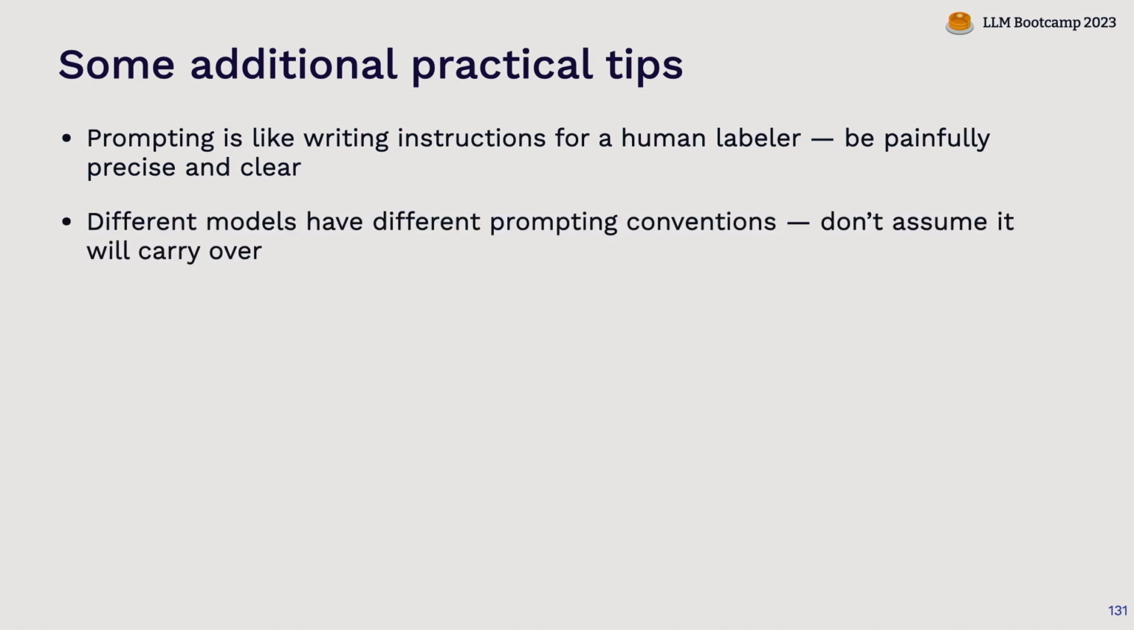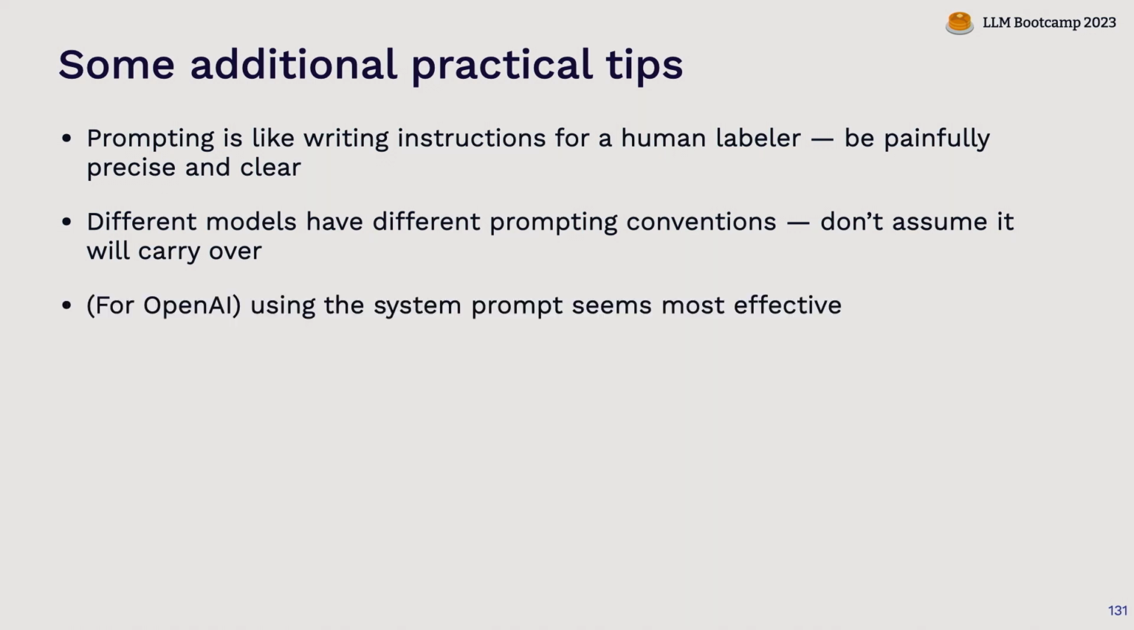Another thing to watch out for is that different models have different conventions for prompting. One practical example of this is OpenAI does really well with data that is markdown formatted, but not every open source model handles markdown formatted data well. And so if you write a prompt for one model, don't just assume that it's going to work equally well for another model if you're trying to switch from OpenAI to open source or change between providers.